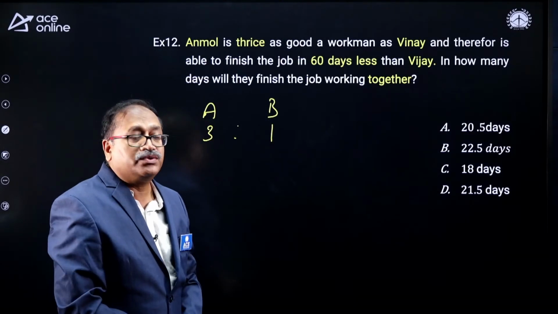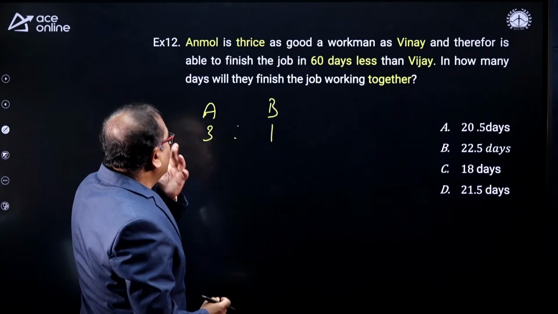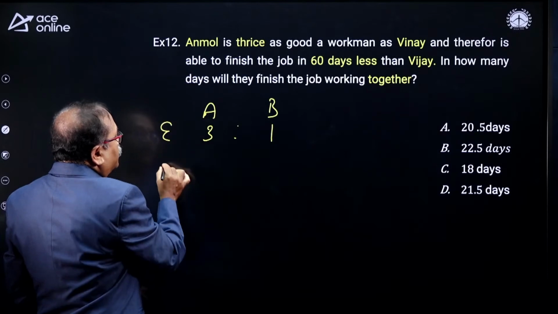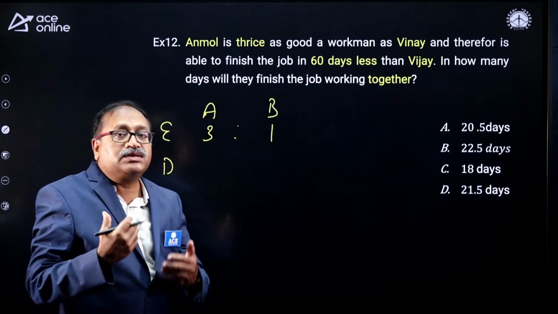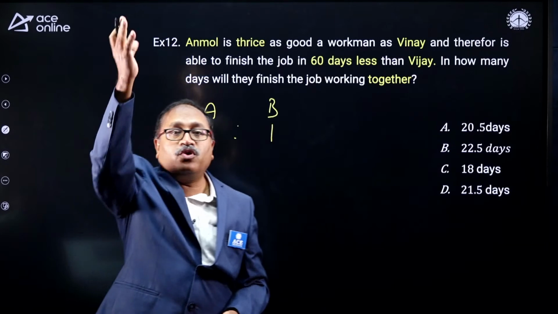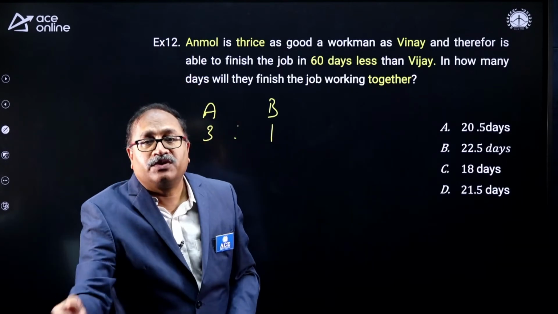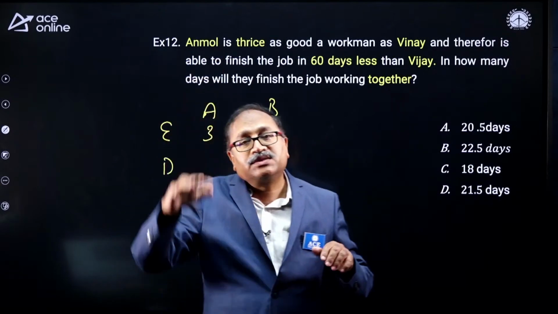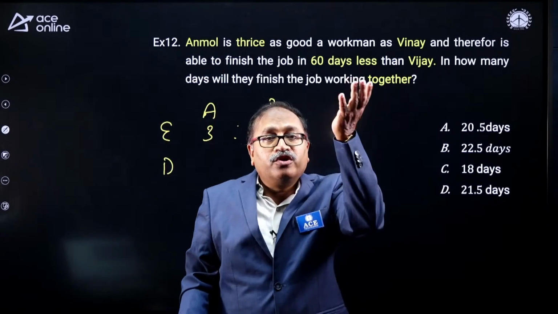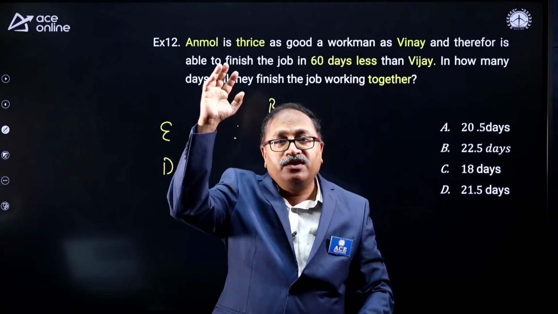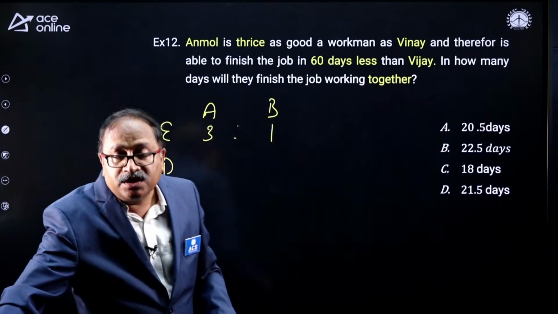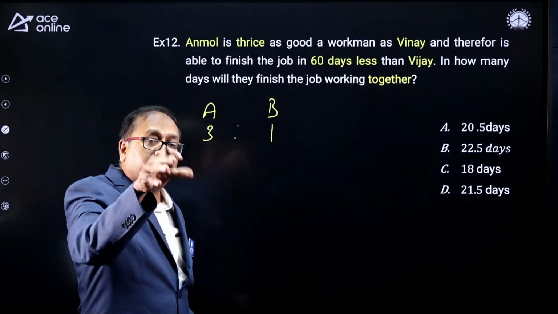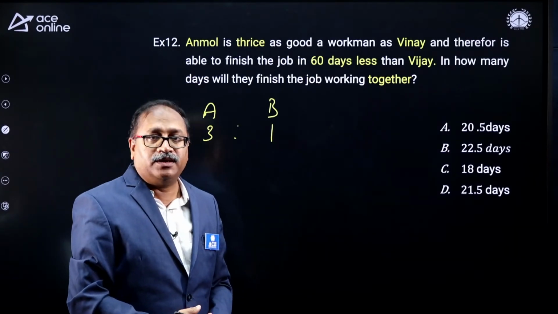There's the efficiency ratio. Now it is said that if the efficiency ratio is 3:1, then the days ratio, they are inversely proportionate. If someone is more efficient, he will take fewer days to complete the work. Someone is less efficient, he will take more days to complete the work. So they are inversely proportionate. So the inverse of the days ratio will be the efficiency ratio, and the inverse of the efficiency ratio will be the days ratio.